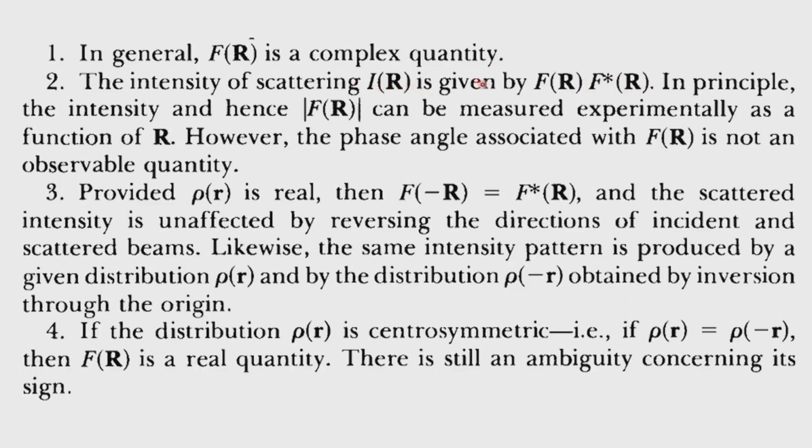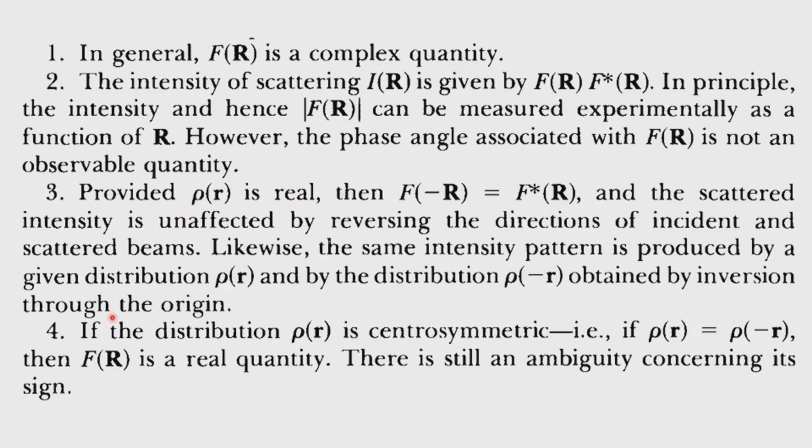F r and f star of r in fact essentially define I of r. So if we measure the I of r and take the square root of this quantity, we will in principle get the magnitude of f of r. In principle, the intensity and hence the modulus of f of r can be measured experimentally as a function of r. However, the associated phase angle, which is represented as exponential 2 pi i r dot r, is not an observable quantity.